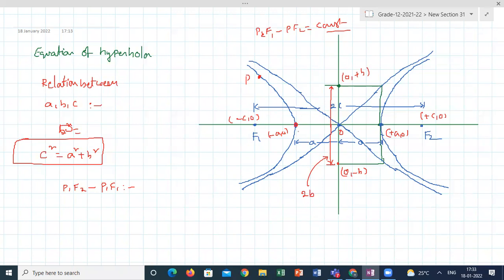So I'm assuming a point A exactly at one vertex. This A is also a point on the hyperbola, and B is also a point on the hyperbola. BF1 minus BF2 will be equal to AF2 minus AF1, where A is a point and F1, F2 are the fixed points. The difference AF2 minus AF1 must equal BF1 minus BF2, which should be constant. We are going to calculate this constant.